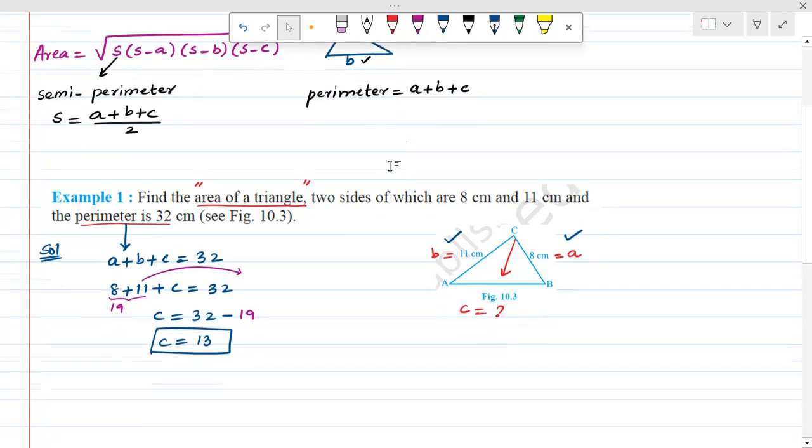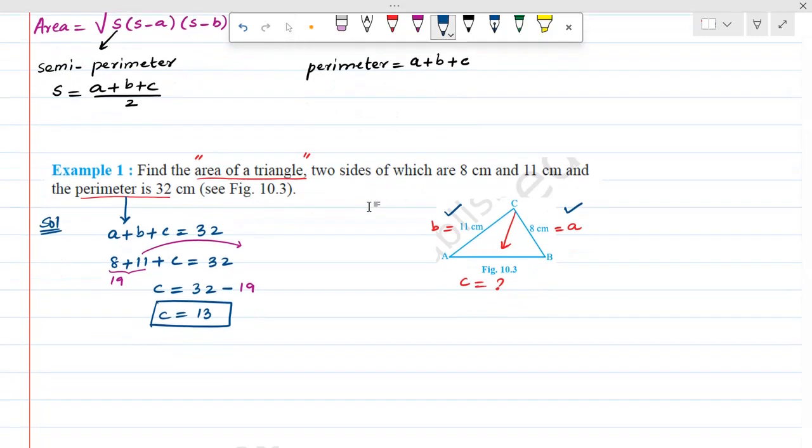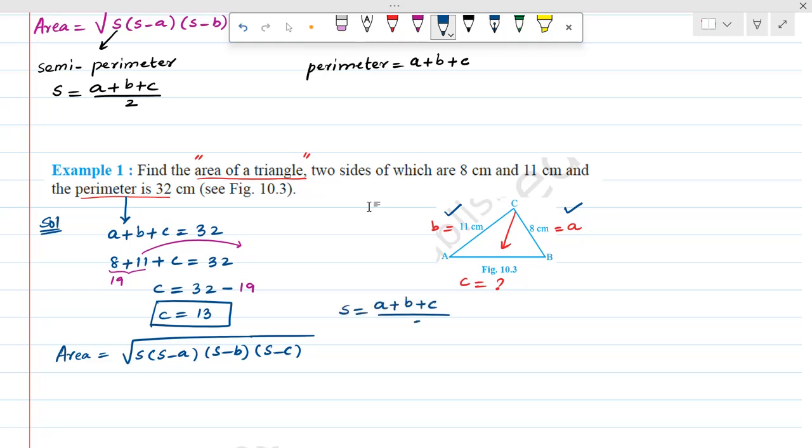Now I will start with Heron's formula. What is Heron's formula? The area is given by the square root of s times s minus a, s minus b and s minus c. Now I will calculate s. What is s? It is nothing but the semi-perimeter, a plus b plus c divided by 2. Otherwise, we can say the perimeter divided by 2, which is given in the question itself. So 32 divided by 2 is 16.